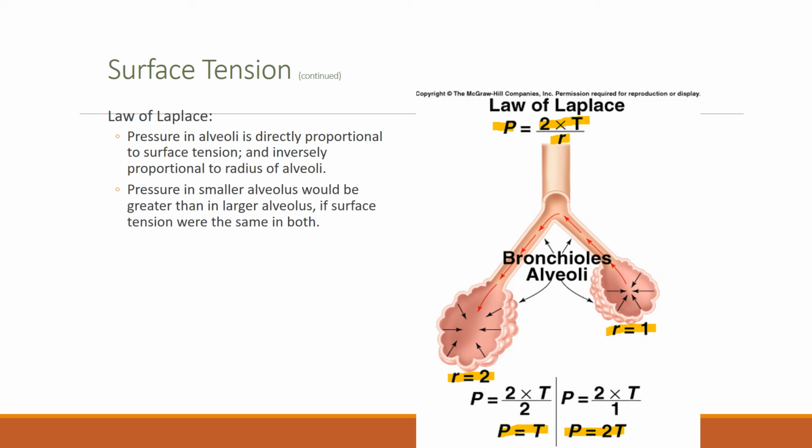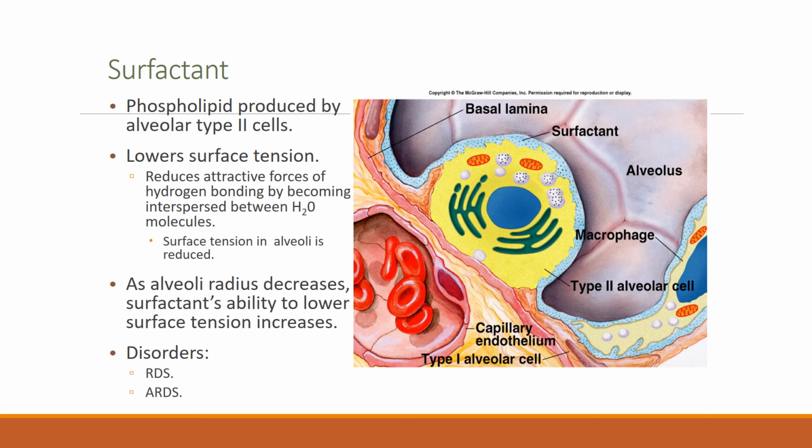And so if the pressure in the small alveolus was greater than in the larger, the surface tension would be the same. What this equates to then is that the smaller alveoli would be at greater risk of collapse without the surfactant. Surfactant, again, is going to be created by alveolar type 2 cells, and it's essentially a phospholipid. And the alveolar fluid then has the surfactant to decrease surface tension to combat that law of Laplace.